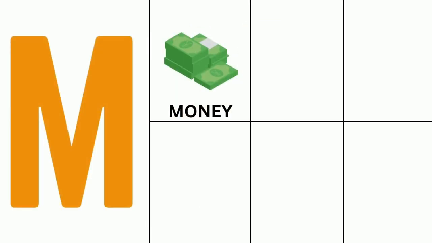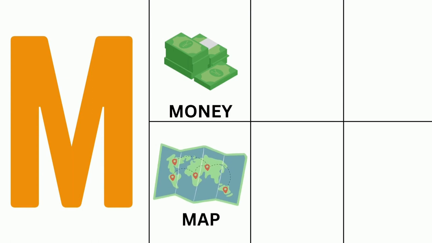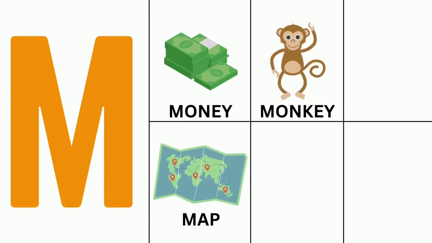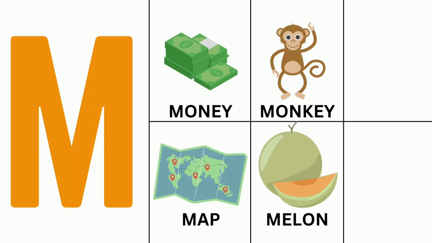M. Let's learn the words that start with M. M for money. M for map. M for monkey. M for melon. M for mat. M for man.